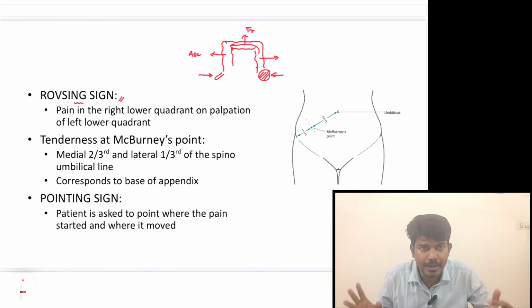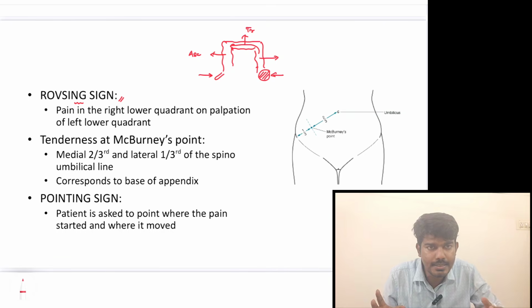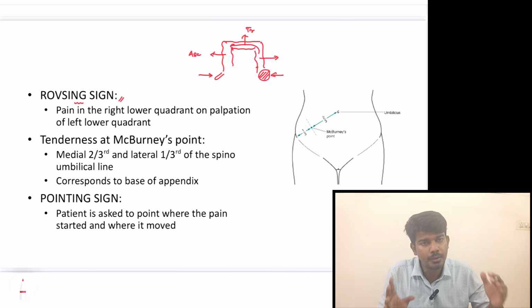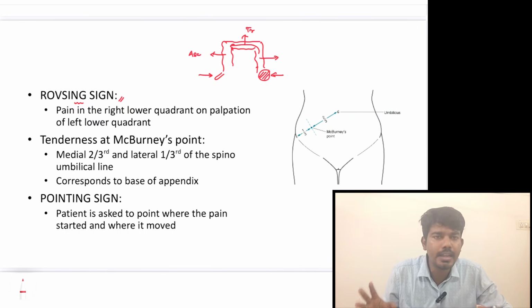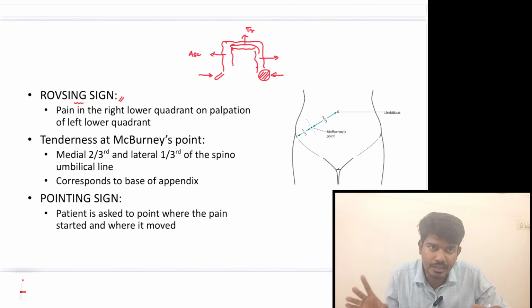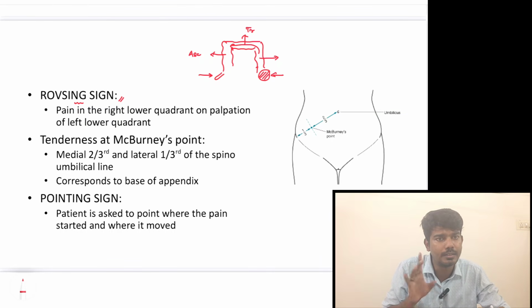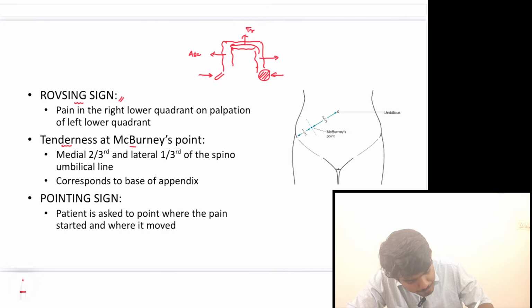And what is in the cecum? The appendix is there. The appendix is already inflamed, so if the fecal content touches the inflamed appendix, the patient will have pain in the right iliac fossa. So that is Rovsing sign. Pressing on the left iliac fossa, the patient has pain in the right iliac fossa, or pressing on the left lower quadrant, the patient has pain in the right lower quadrant. That is Rovsing sign. Number two is tenderness at McBurney's point.